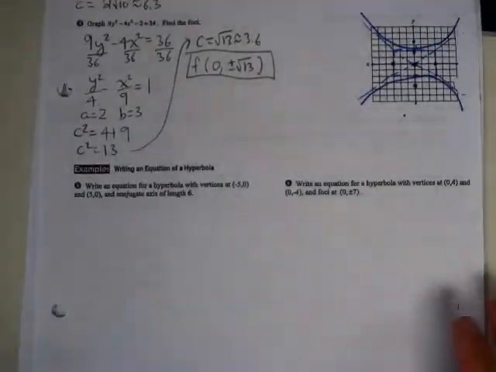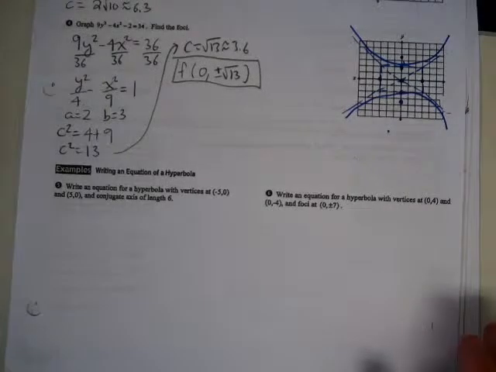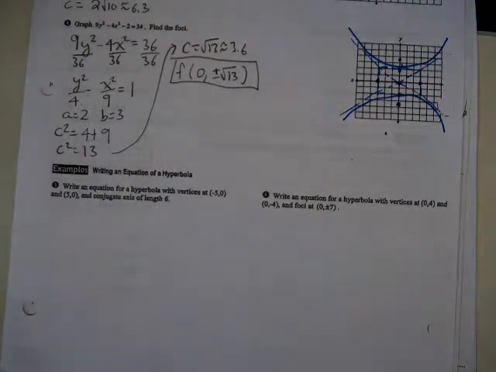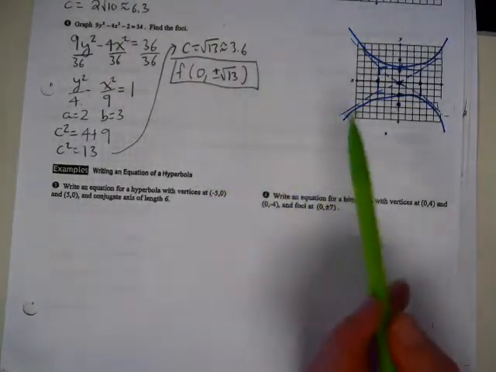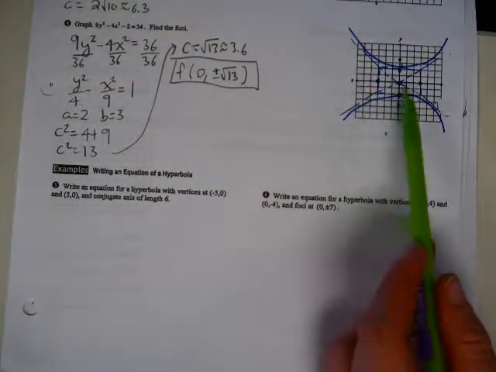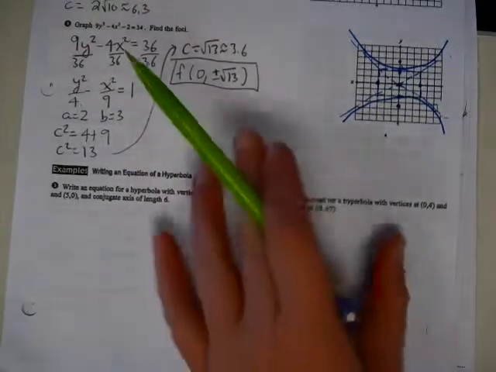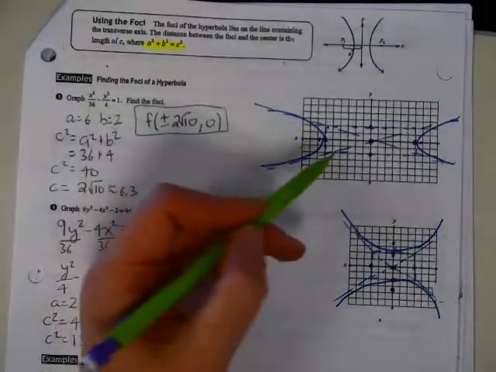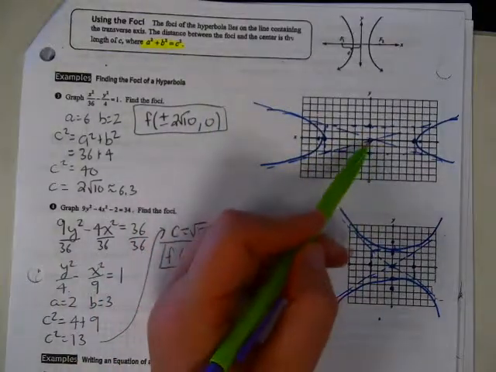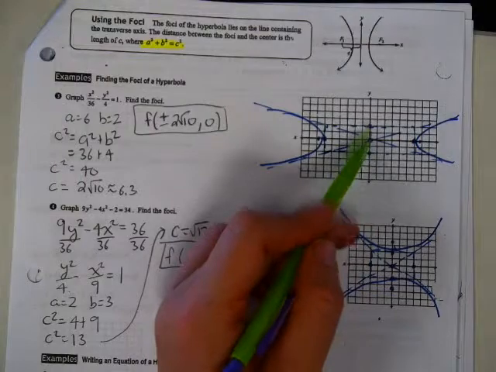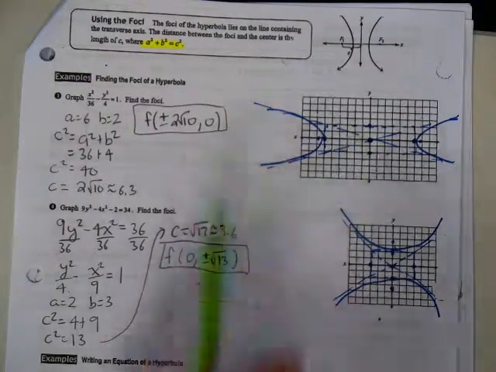Alright, write an equation for a hyperbola with vertices at -5, 0, and 5, 0, and conjugate axis of length 6. We haven't used the word conjugate axis yet. I think it should be clear what that is. That's the other axis. So in this case, this is my conjugate axis, and it just goes from center to that B point, center to B.